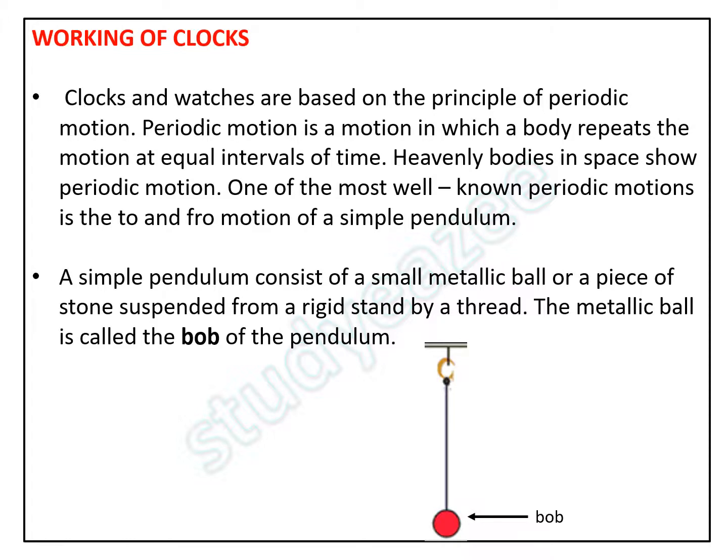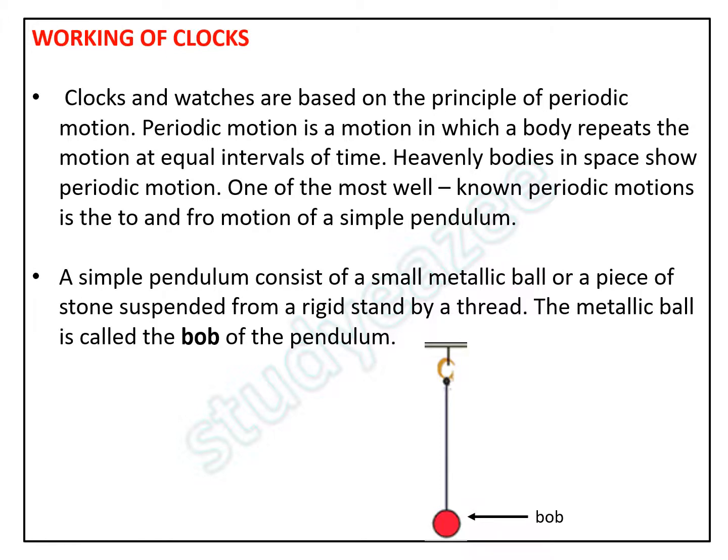We will now discuss the working of clocks. Clocks and watches are based on the principle of periodic motion. Periodic motion is a motion in which a body repeats the motion at equal intervals of time. Heavenly bodies in space show periodic motion. One of the most well-known periodic motions is the to and fro motion of a simple pendulum.